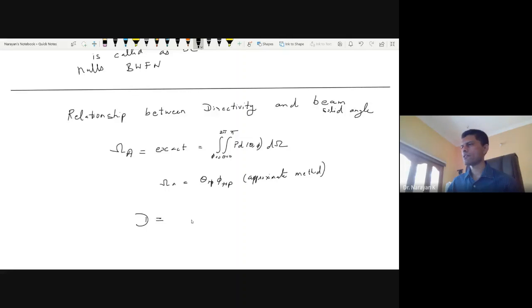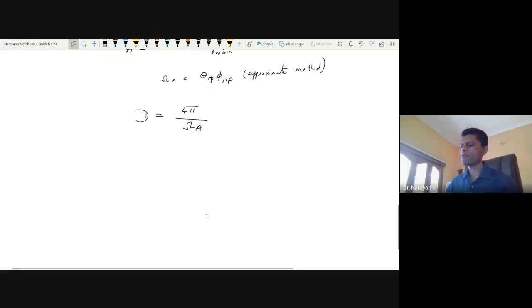Now we will find directivity and relate directivity to beam area, and it is given as, no derivation is needed, directivity or the maximum directive gain of the antenna is given by 4 pi divided by omega A, the beam area.